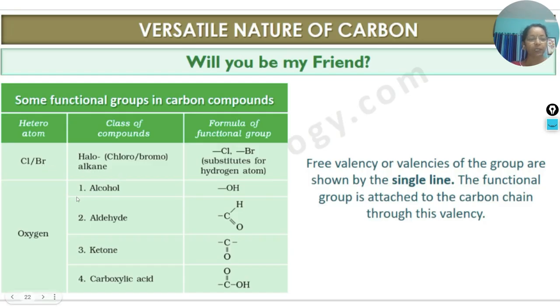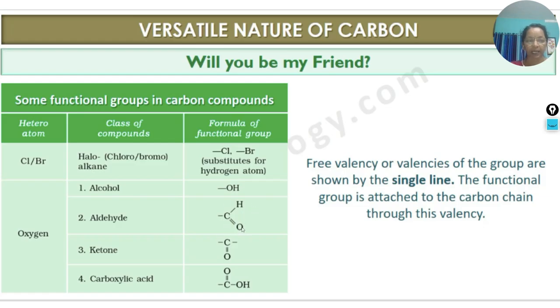And there is another functional group called alcohol, and the functional group is OH. The single line here shows the valency of the functional group. For example, OH can replace a single hydrogen. Chlorine can replace a single hydrogen. Bromine also, like that. And next is aldehyde, CHO. CHO is the functional group.